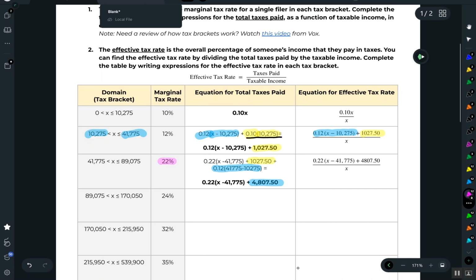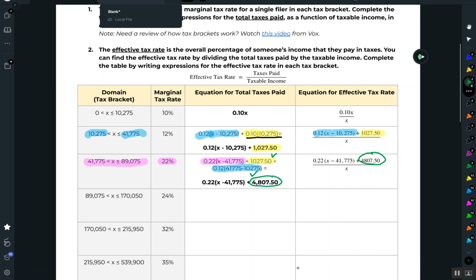So 22%. Basically, if we're looking here, our salary is somewhere between these two numbers. But we need to see how much more than 41,775 it is. So we have to subtract it from X and multiply it by 22%. This yellow number and this blue number are going to combine to give you this number, so that's from the previous two brackets. And then this is what's left over that's in this bracket.